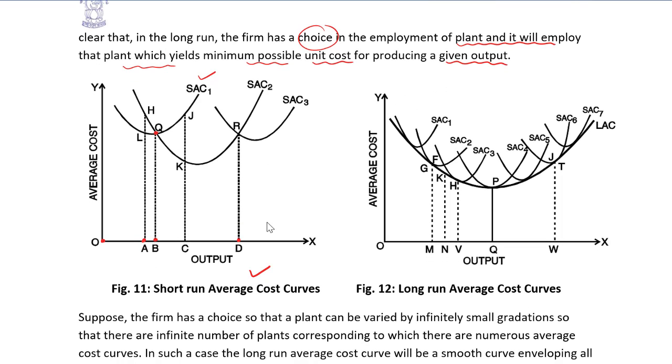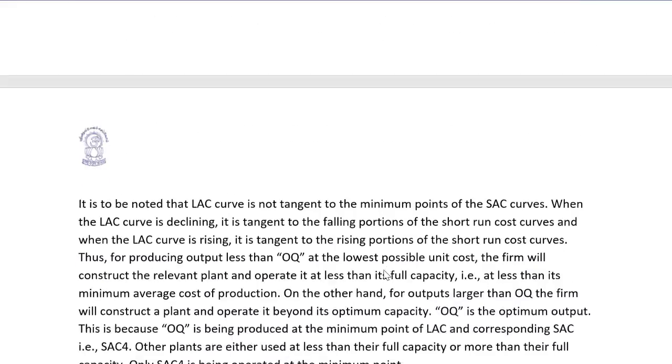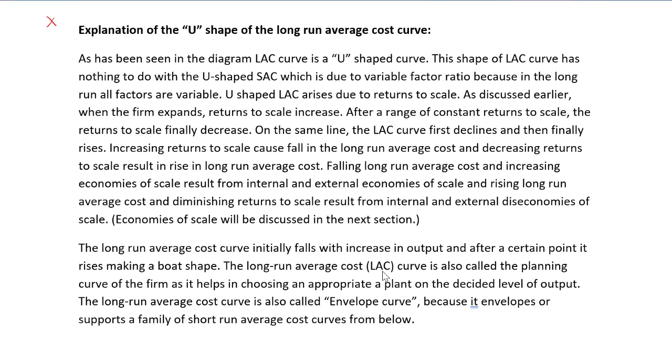Short run average cost curve, long run average cost curve. By numerous small SAC curves, SAC 1, 2, 3, 4, 5, 6, 7, you can derive a long run average cost curve like this. See the U-shaped long run average cost curve.